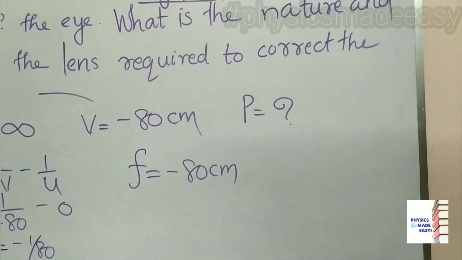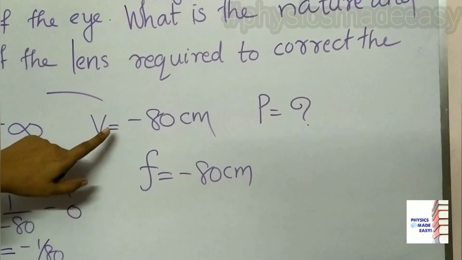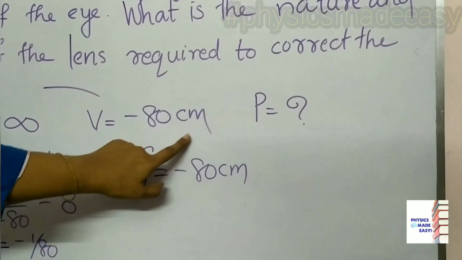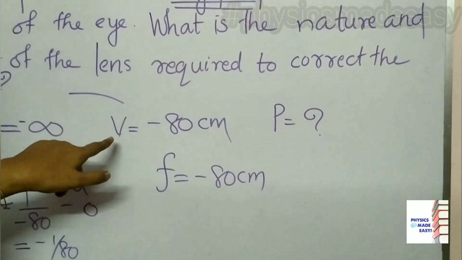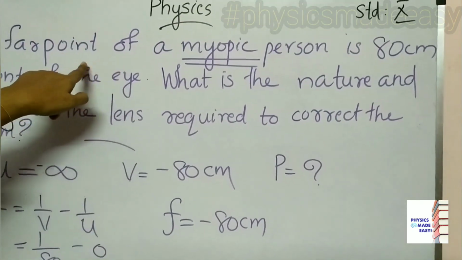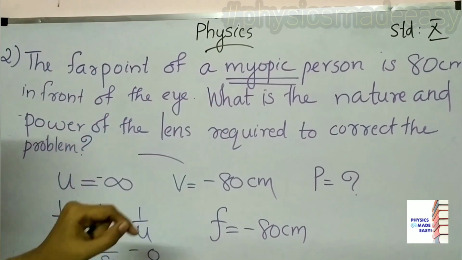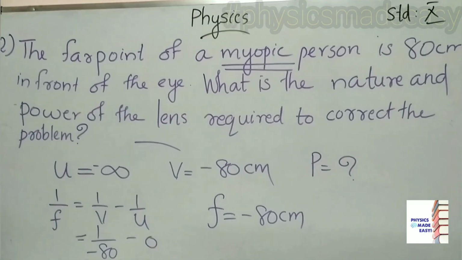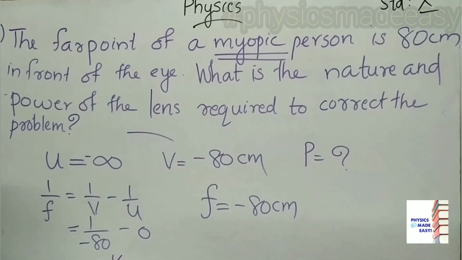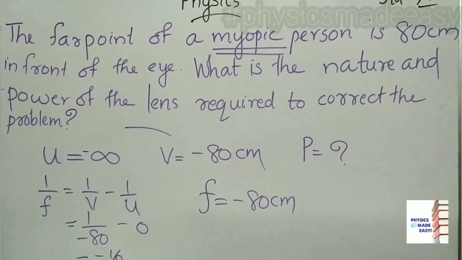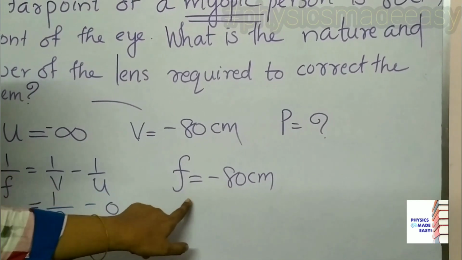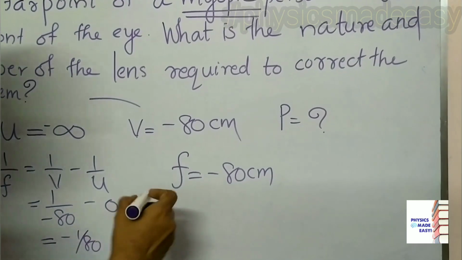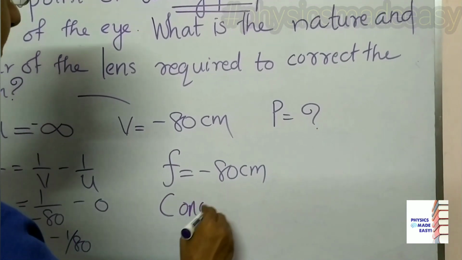Children, listen here. Here you can see the image distance is minus 80 centimeter. The focal length is also minus 80 centimeter. Here this image distance means the far point of that myopic person. From this we can say a myopic person has to use a lens for correcting that defect. Here you can see the minus sign in that focal length. From that we can say this is a concave lens.